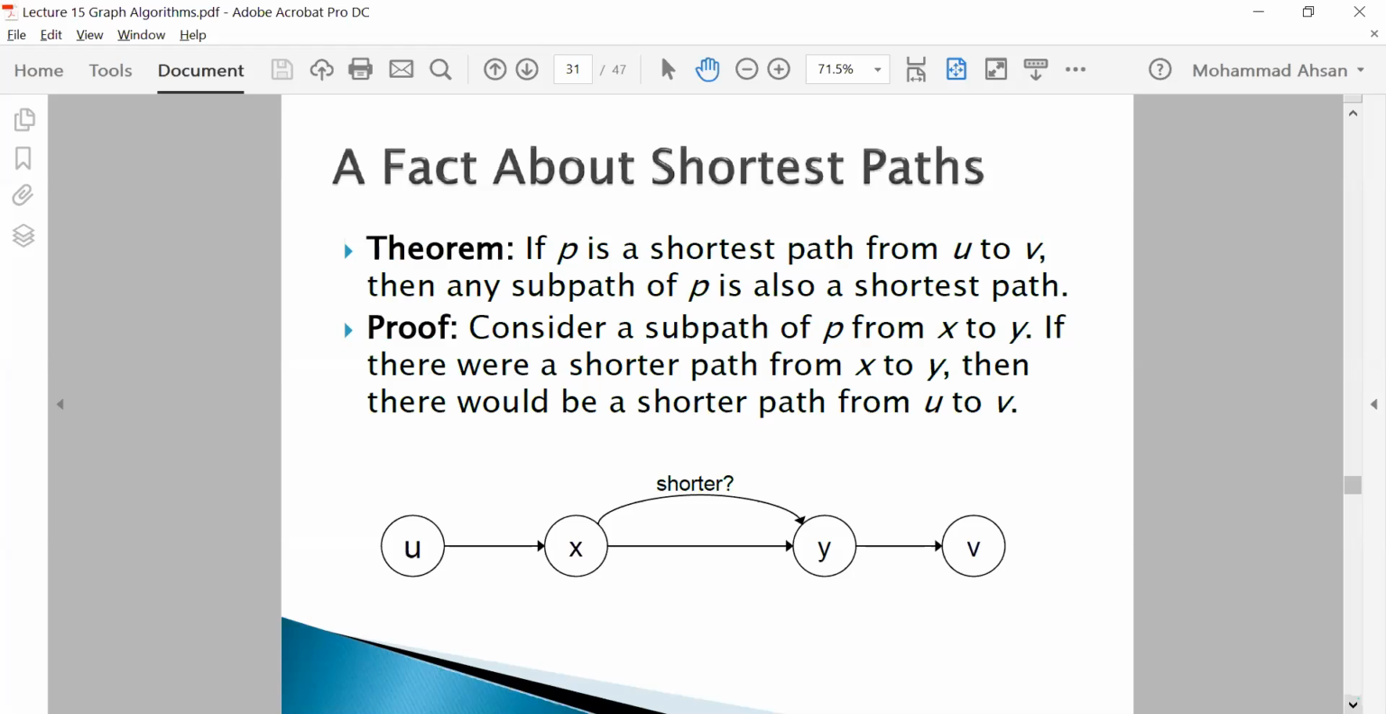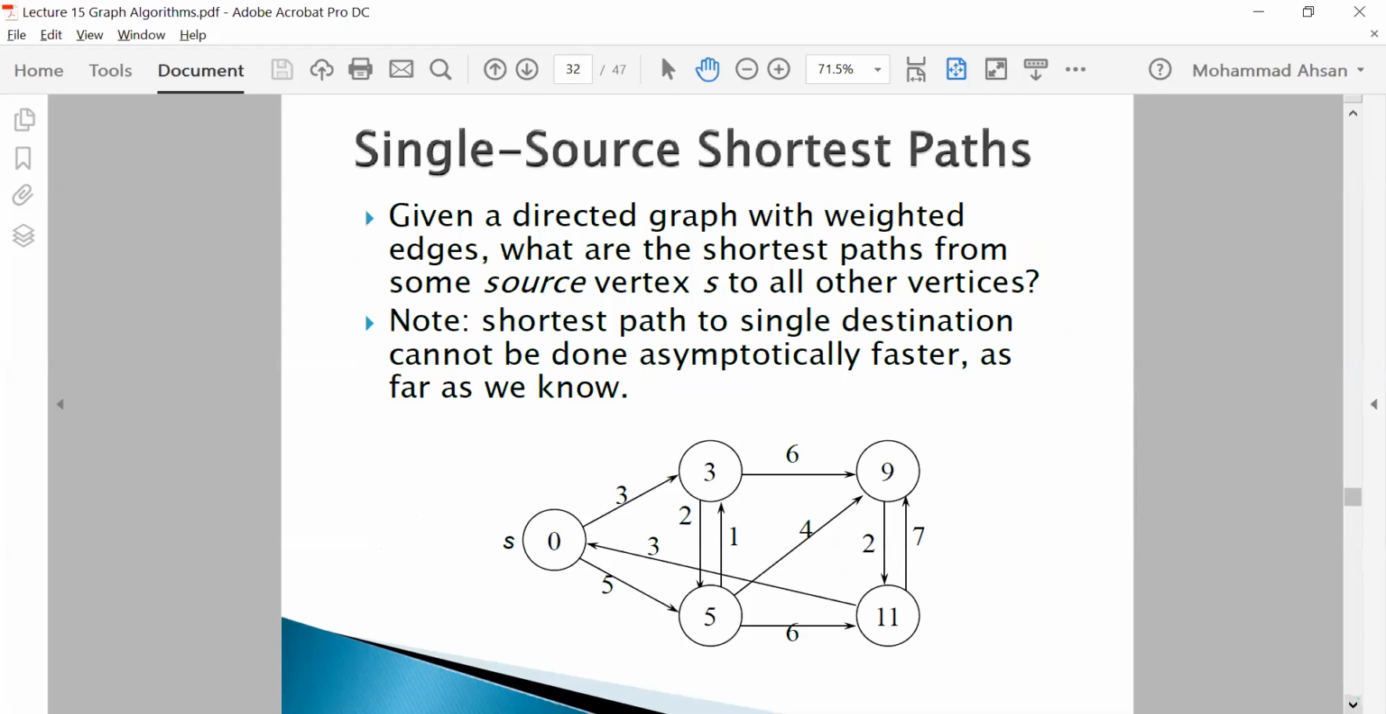So I think we went through this earlier as well. A shortest path from U to V will have other shortest paths in between. That's what the Floyd Warshall algo uses. So if you're talking of the shortest distance from A to D and you have B, C in between, you'll obviously be taking the shortest distance from B to C. Because if you don't do that, then your overall distance will not be the shortest from A to D. Okay. So given a directed graph with weighted edges, we have to find shortest paths from source to all other vertices.